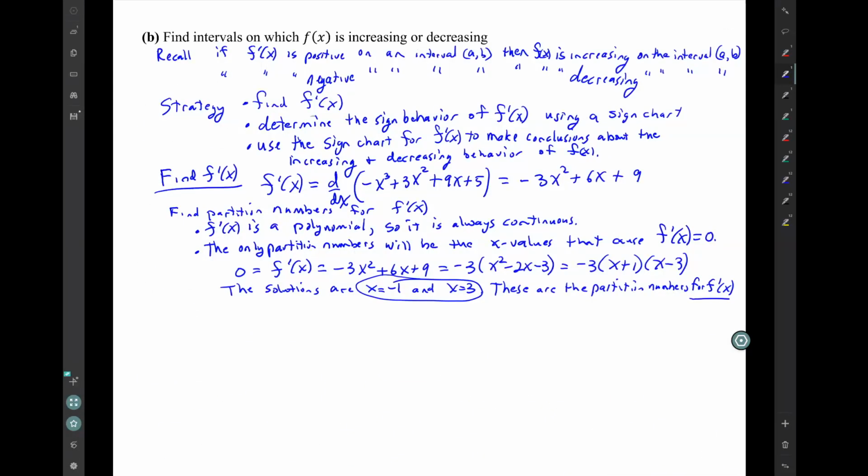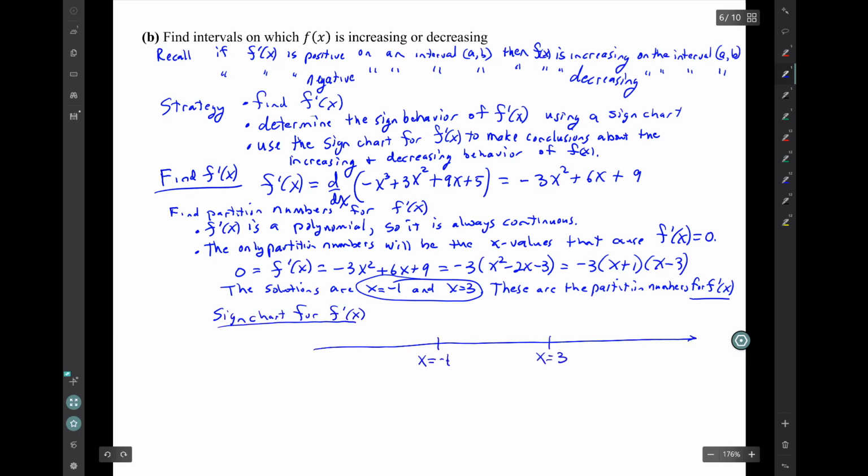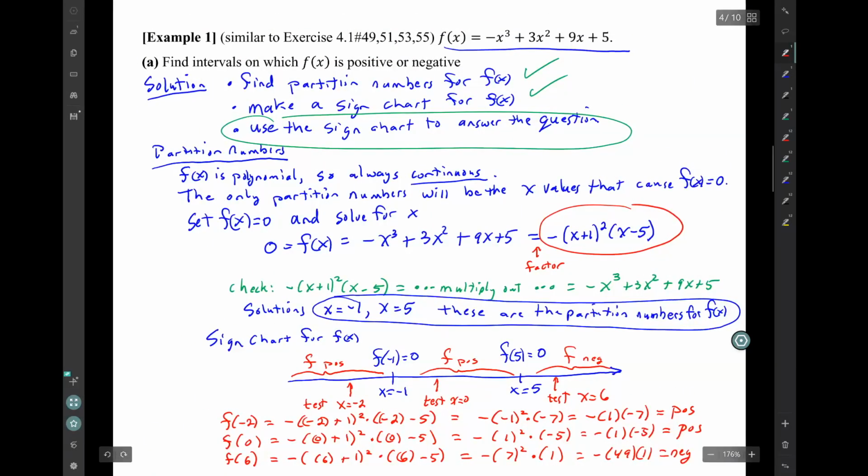All right, so we've got the partition numbers for f prime of x, so let's make a sign chart for f prime of x. So we start by putting the partition numbers for f prime on a number line and indicating the behavior of f prime at those partition numbers. Again, that's something that they don't do in the book. And also, we title the sign chart. That's very important because remember, we've already got one sign chart. We built a sign chart for f of x up here. So we're making another sign chart. It's important to keep straight what it's the sign chart for.